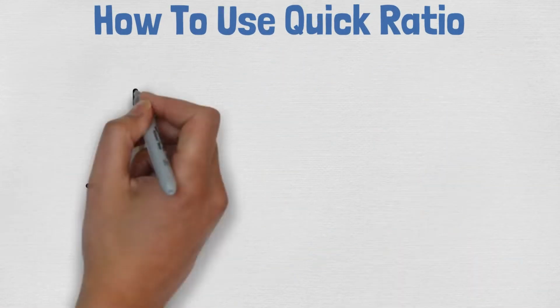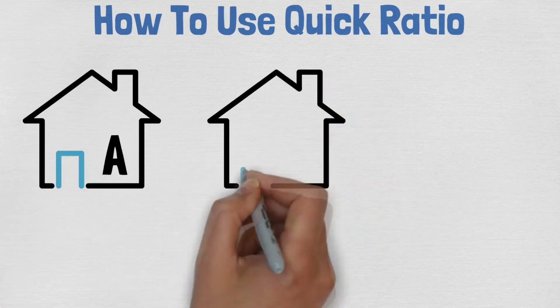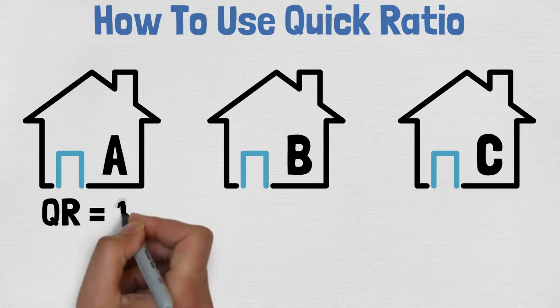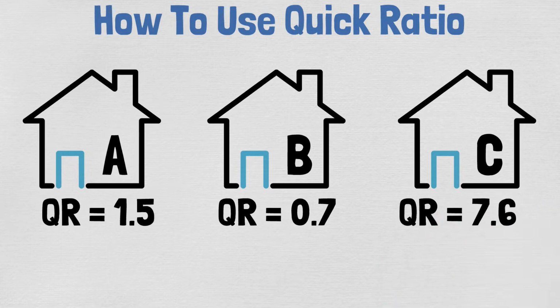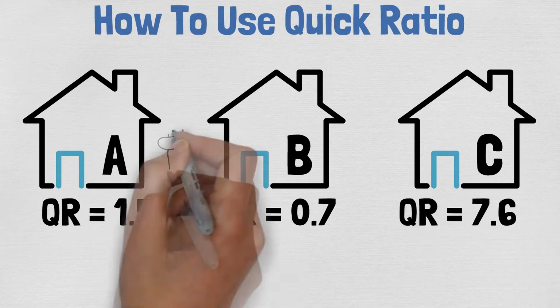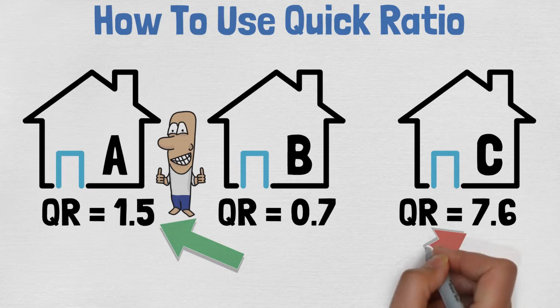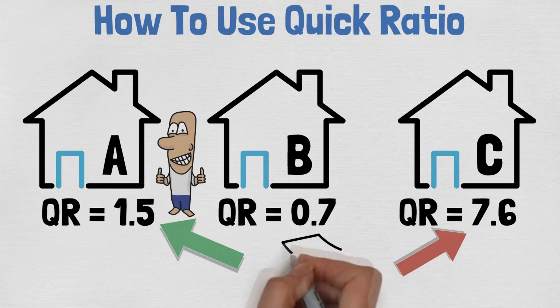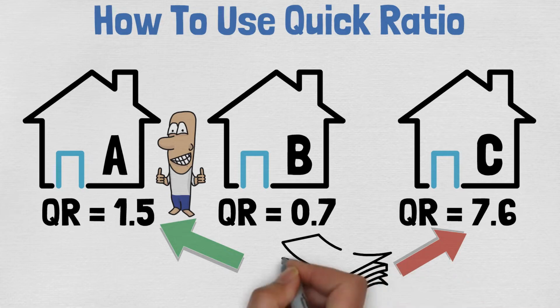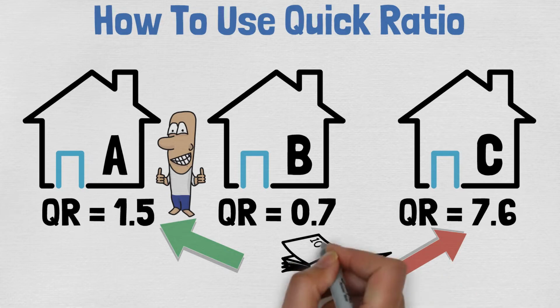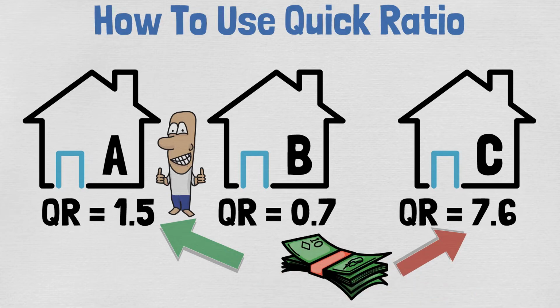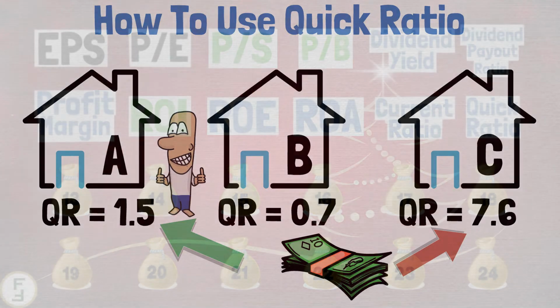As always, you can use the quick ratio to compare different companies in a similar industry. A higher quick ratio means that company A would be able to pay its short-term obligations better than company B. However, higher isn't always better. In this case, company C might not be using their cash efficiently. Instead of investing it, they are just keeping it in the company. As always, use all the available information and ratios when making investment decisions.